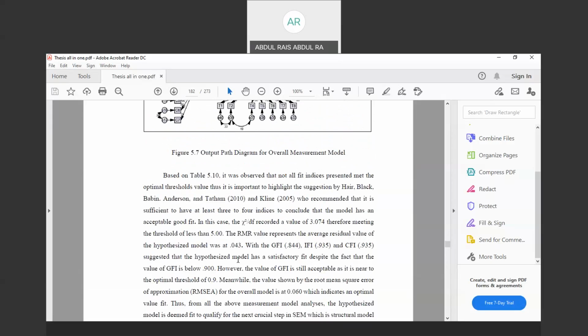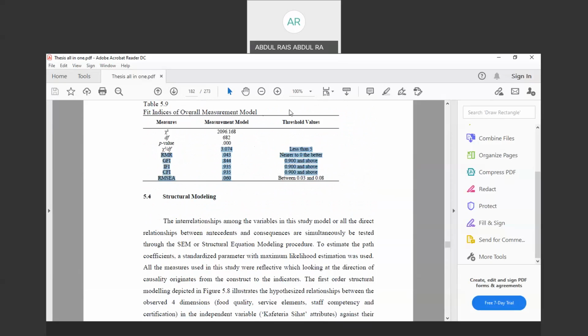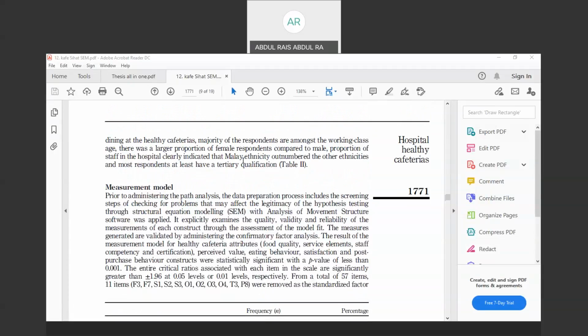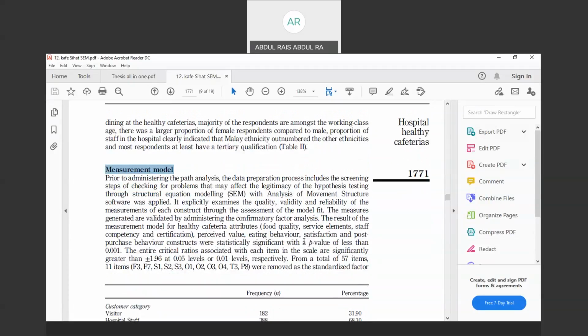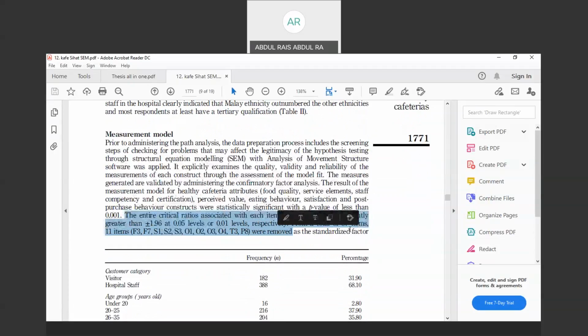So this is an example of a write-up. As you can see, it's quite complex. Now this is an example of how the write-up will look in a research paper. So CFA is reported as the measurement model result. Enter the critical ratio and report here.